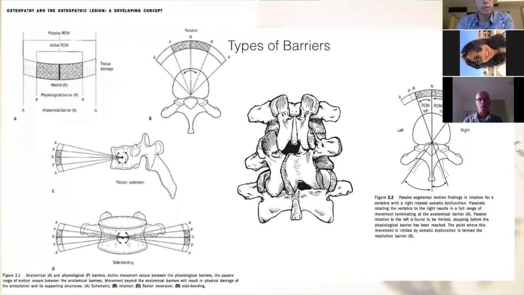You can see here that we have that typical scenario where we have the gray zone between the neutral and the physiological barrier, in terms of the rotation, side bending, or flexion extension. Then we have the actual anatomical barrier that we have to respect. We don't want to push too hard. We don't want to put any dynamic of force that's too strong, because we don't know what the nature of those osseous tissues are under our hands.